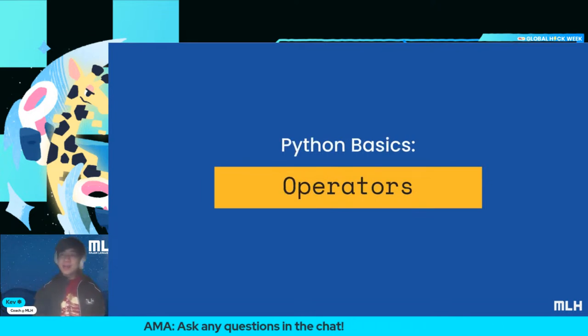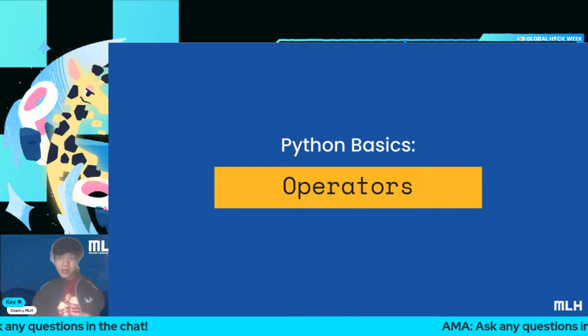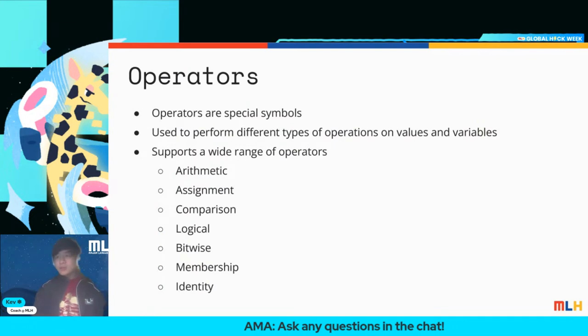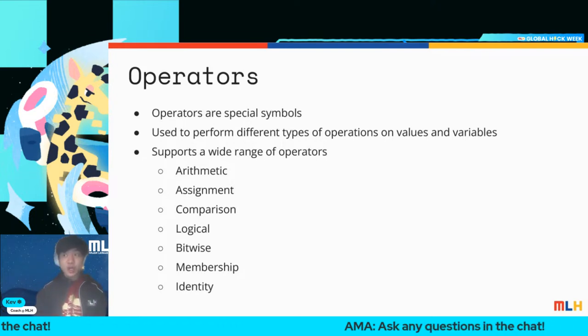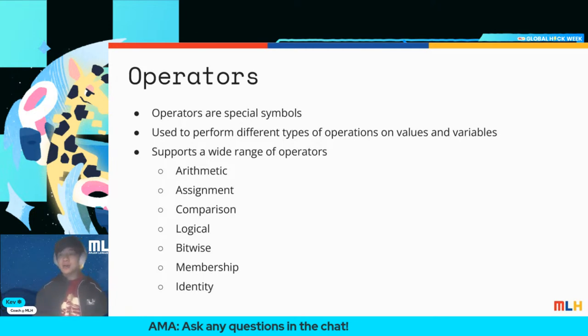So a next basic Python concept we're going to go over is called operators. And you might ask, what are operators? Well, let's find out. Operators are special symbols or also reserved characters that are used to perform different types of operations on values and variables. The supported types of operators are a wide range in Python.